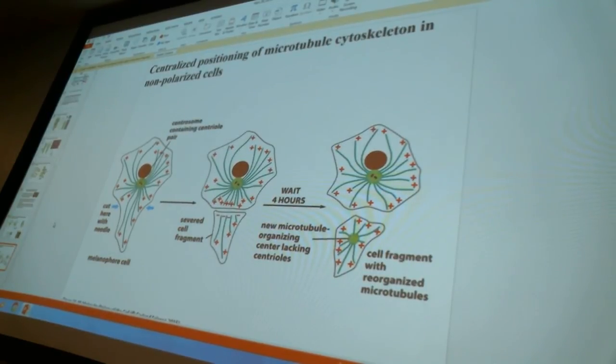And if we try to artificially cut the cell into different parts, microtubules will require this kind of central gravity. They will self-organize. They will try to self-organize into this astral structure, even without the presence of centrioles. So to maintain the integrity of the microtubules and position plus ends toward the periphery of this kind of defective cell.